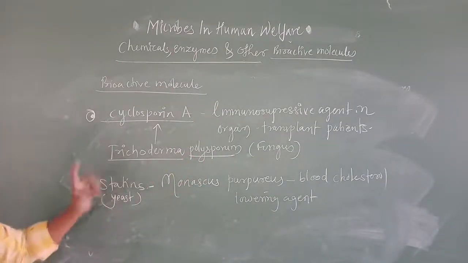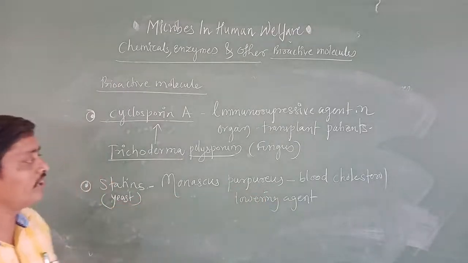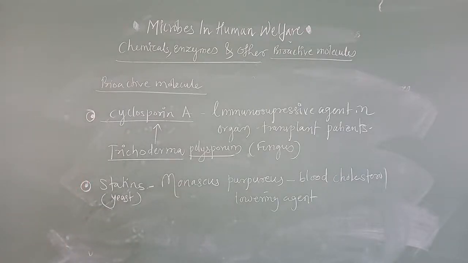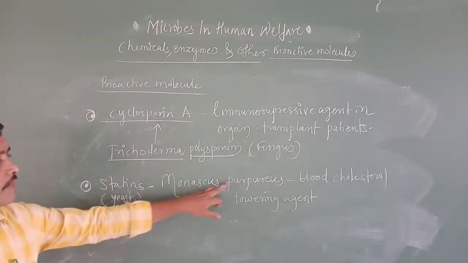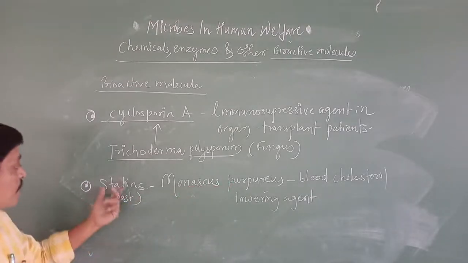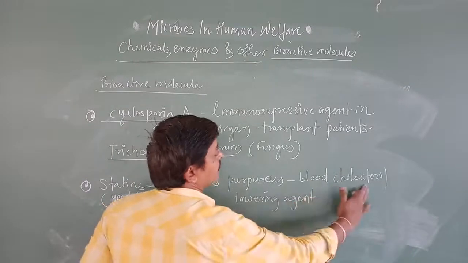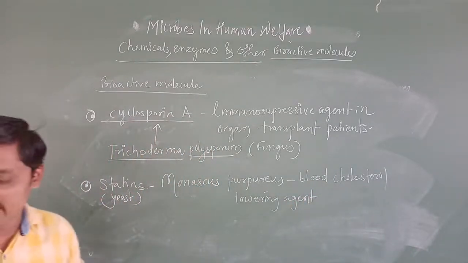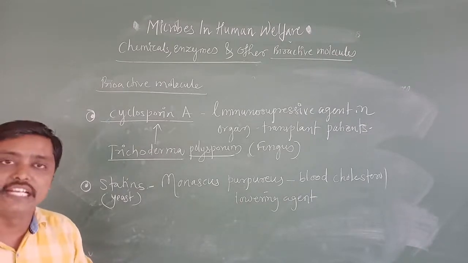Now, Monascus purpureus. It is a yeast, Monascus purpureus, that is used for the production of statins. Statins are used as blood cholesterol lowering agents. They act by competitively inhibiting the enzyme.